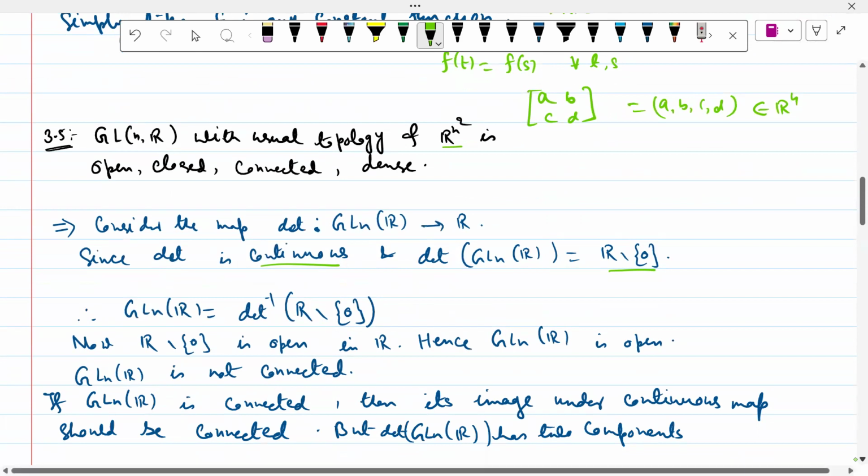Now, what is R minus 0? R minus 0 is an open set. If you draw a line like this, you just omit this 0. This 0 is not here. Maybe I can use a darker pen. So this is 0. Now R minus 0 is open. You can write R minus 0 equal to (minus infinity, 0) union (0, infinity). This is a union of two open sets, therefore open.